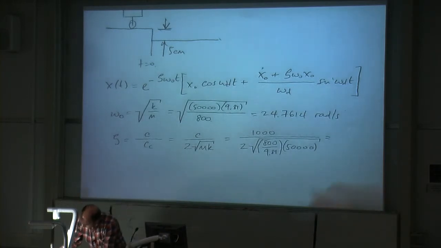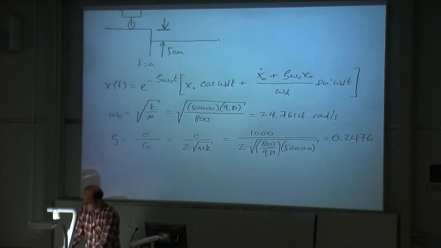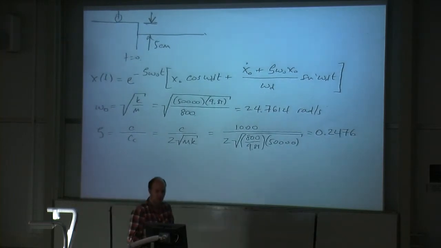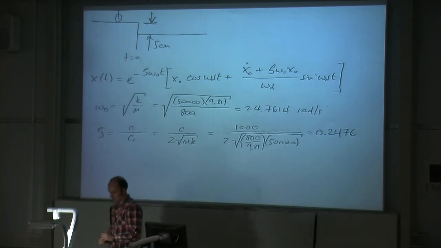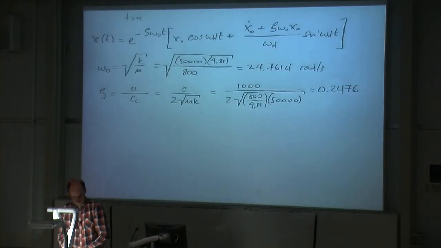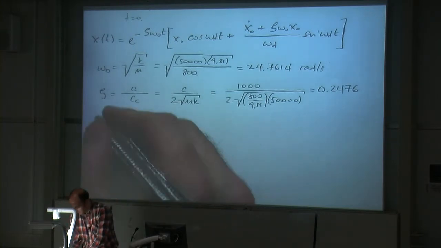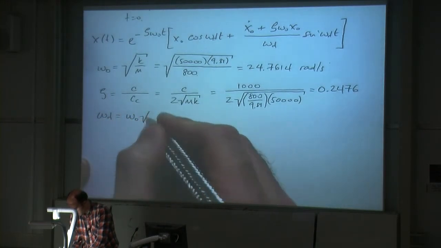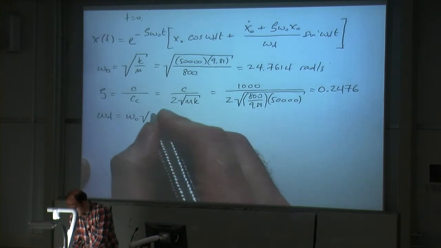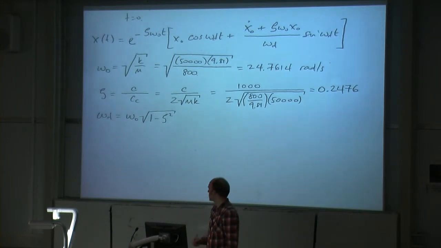And if you do those sums, you get a damping ratio of 0.2476. Notice there's no units with the damping ratio because it's simply a ratio of two damping constants. So the units cancel out in a sense. And now we have omega naught and zeta, we can find out omega d. And the equation for omega d, one of the equations, is omega naught times the square root of 1 minus zeta squared.